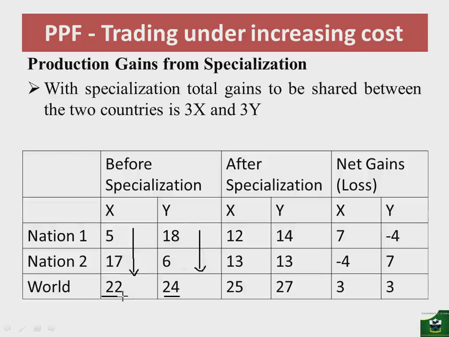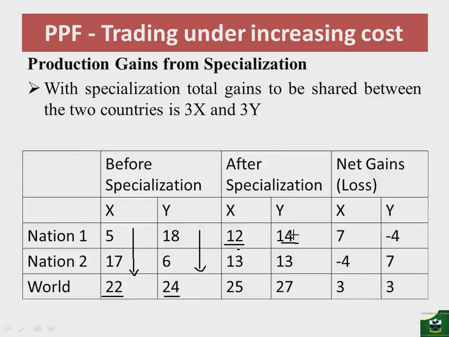So this is the total production when the two nations were in autarky. And after specialization, we note that Nation 1 produces 12 units of X and 14 units of Y. Notice here that more of X has been produced, from 5 to 12, but less of Y has been produced, from 18 to 14. But Nation 1 has produced both commodities, meaning that it has not completely specialized. However, we've taken note that there is a trade-off that will happen during the production process.